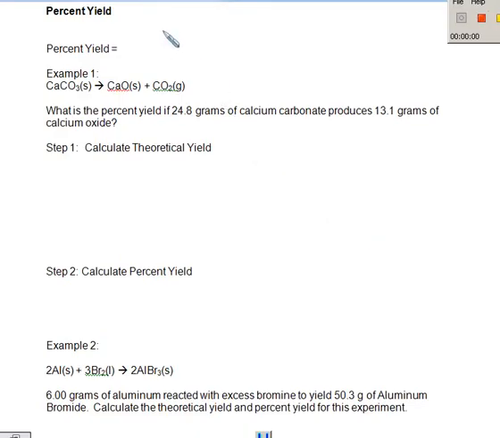Today we're going to look at percent yield. This is part of the Chapter 9 material, stoichiometry. The equation for percent yield is the actual yield that we get from an experiment divided by the theoretical yield. The theoretical yield is what we solve when we work a stoichiometry problem. So it is our stoichiometry result.